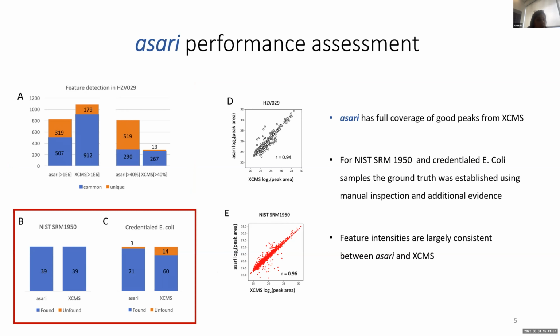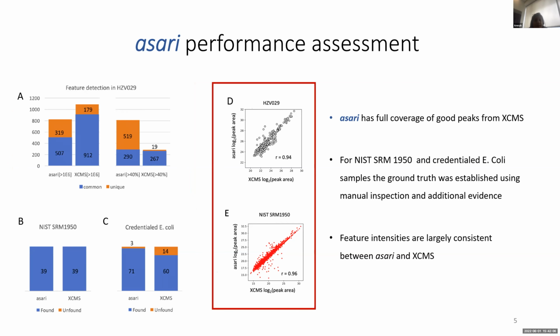In panels B and C, we can also see good agreement between the peak detection in our two ground truth data sets. And feature intensities are fairly consistent between the data sets as well.